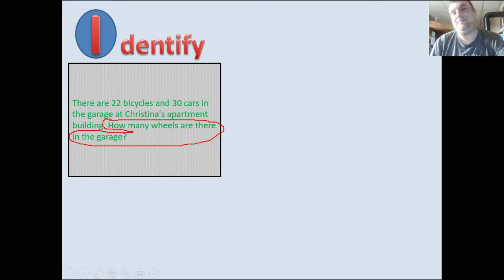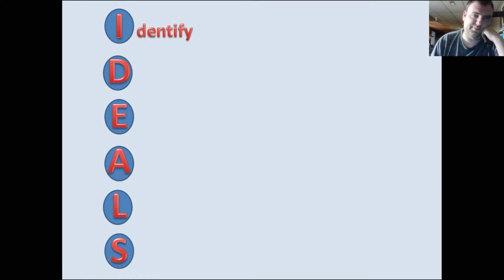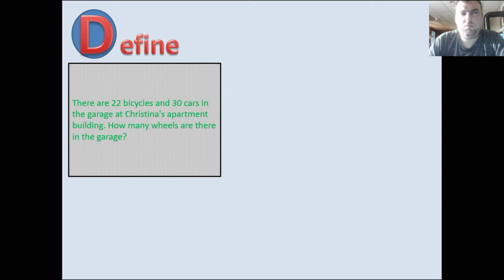So moving on. I don't have to stay around too long. The second one is the D, and the D stands for define. So it says basically it's what are the facts that frame this problem? Okay, let's look at it.